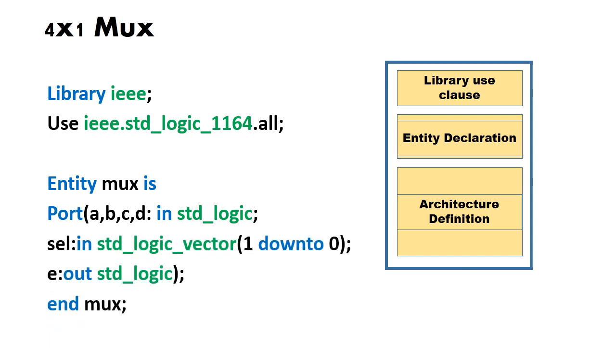Selection is another input port. Since it is a 2-bit binary value, the data type std_logic_vector 1 down to 0 is used, and E is an output port.